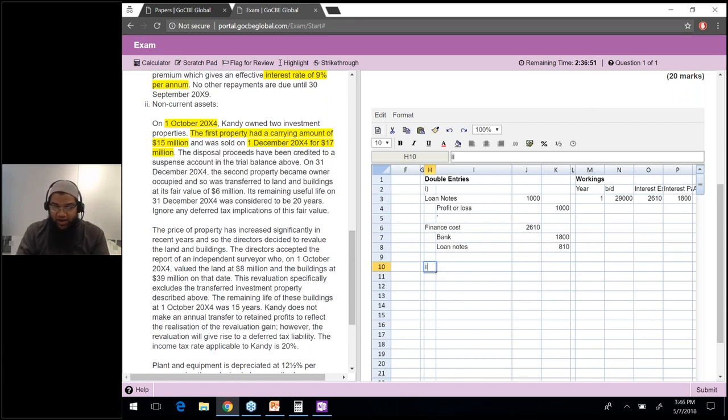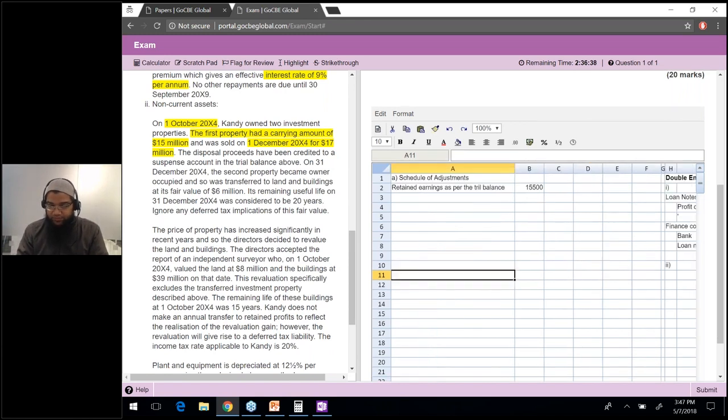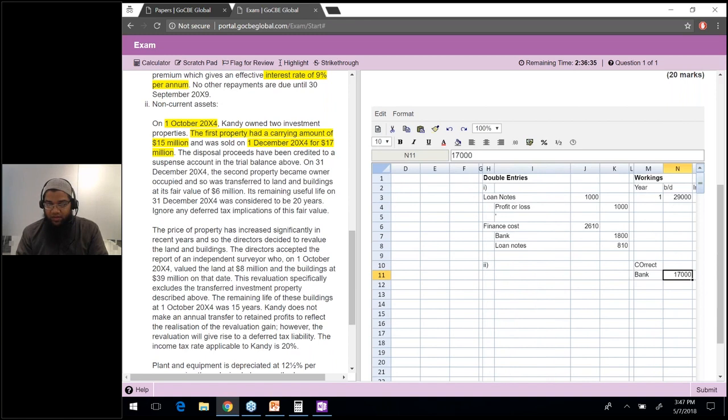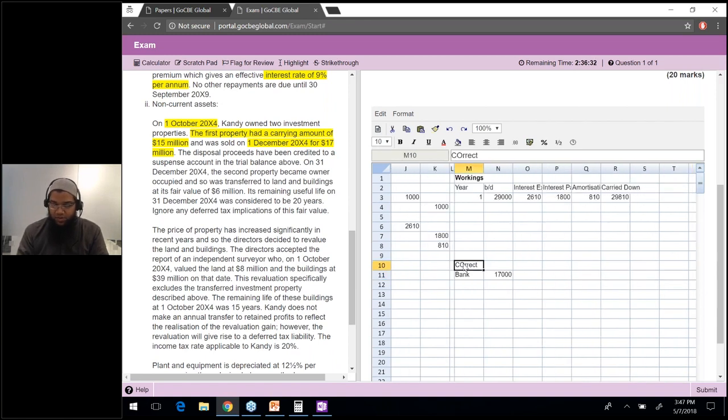So if I try to write my answer up till over here, I'm going to say that the correct entry should have been bank debit by 17,000. Sorry. The correct entry should be bank debit by 17,000, investment property credit by 15,000, and the gain on disposal to be recorded in P&L credit by 2,000.